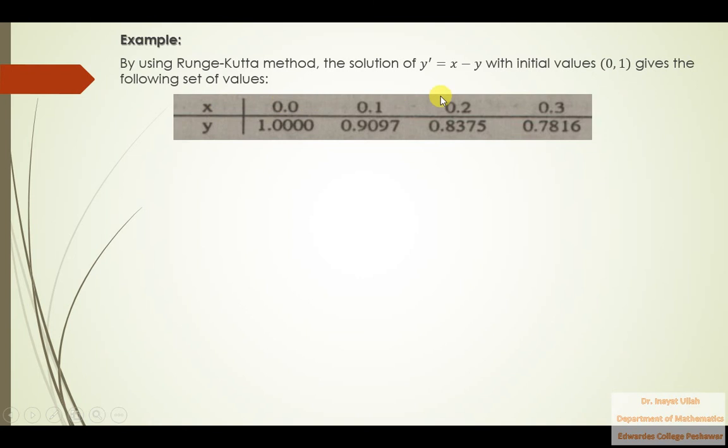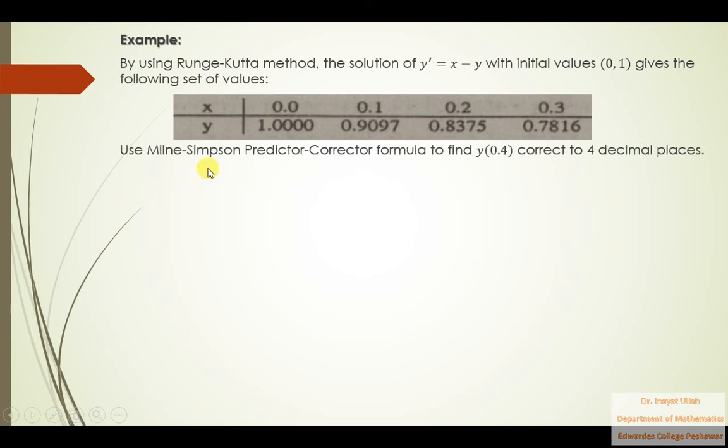These are the values of x and these are the values of y. So this table is given to you. The question is, use the Milne-Simpson predictor-corrector formula to find the value of y at a certain value of x, which is 0.4. Remember that this is x, and this is the value of y.